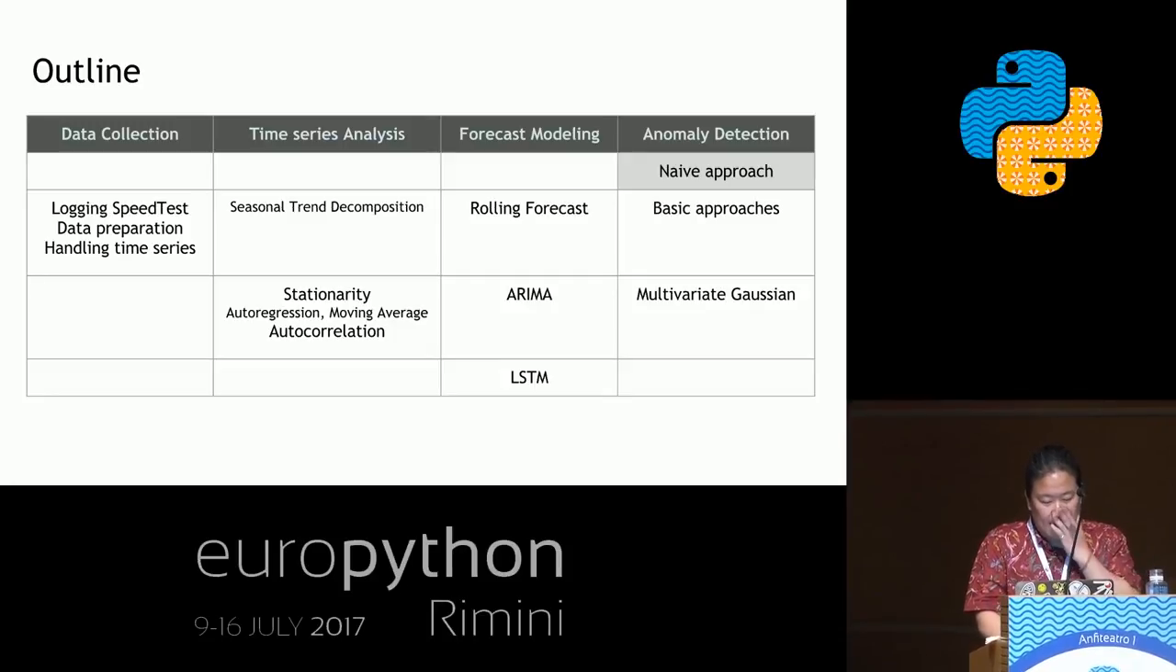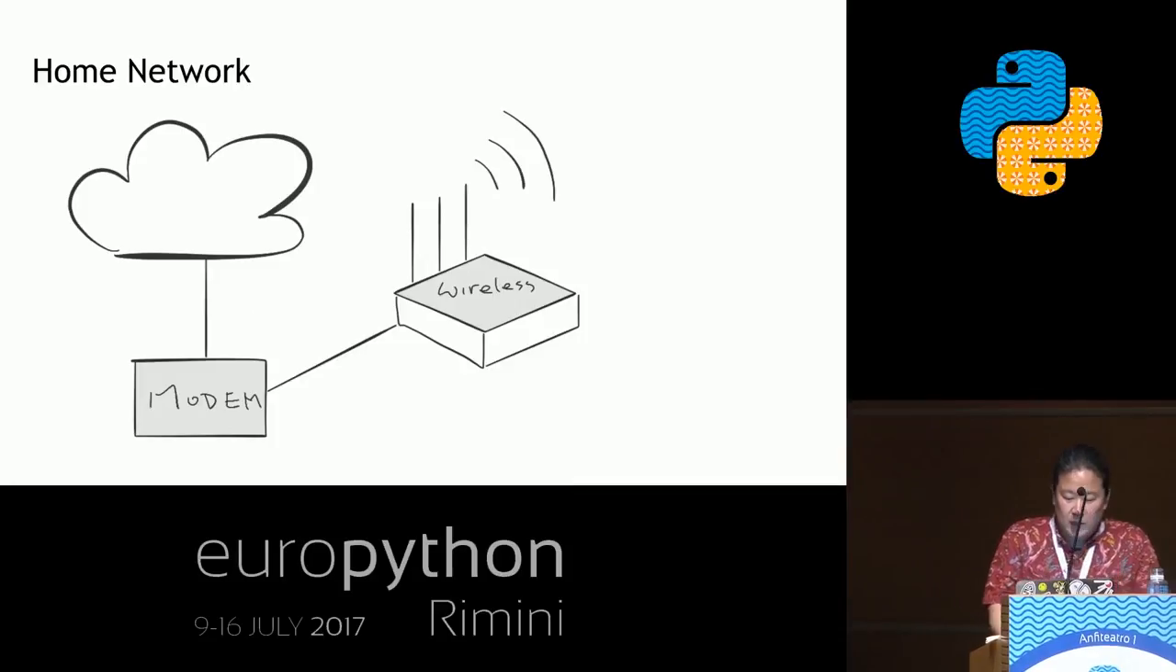To start with, a naive approach to anomaly detection. Let me share how this project started at the very beginning. When I was living in Hong Kong, I'm Korean, but I lived for more than 2 years in Hong Kong. One day, the internet started to fail continuously. So I made a call to the service provider, and the engineer came and tested the network with his own device. But at the time, it was just normal, and I could not reproduce the failure.